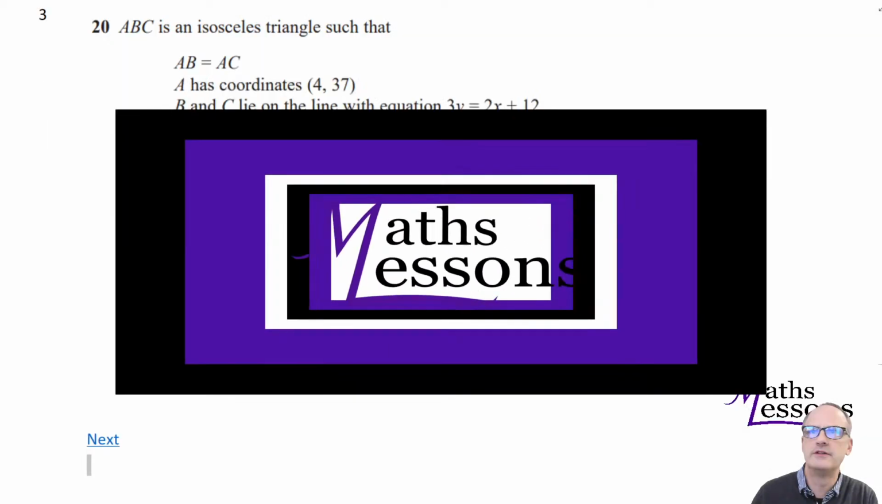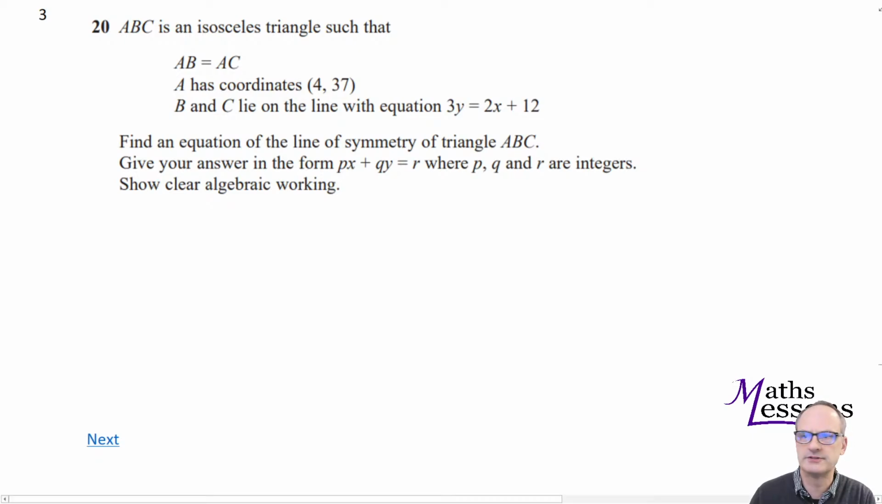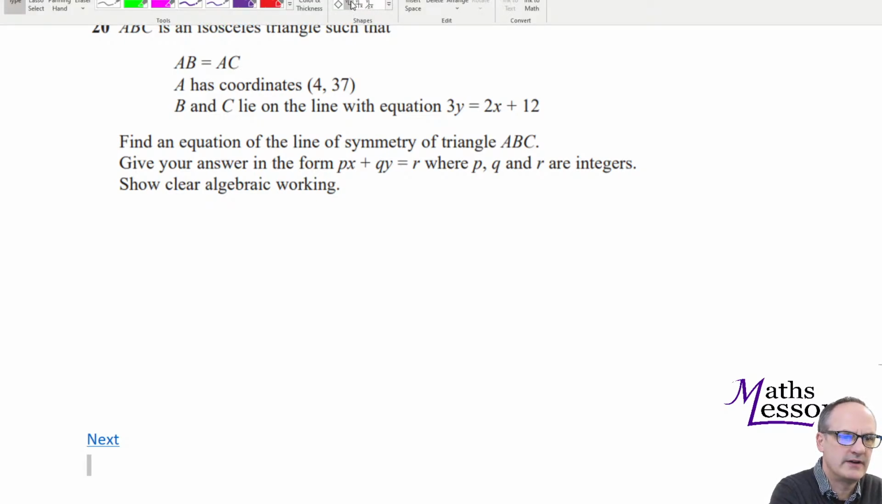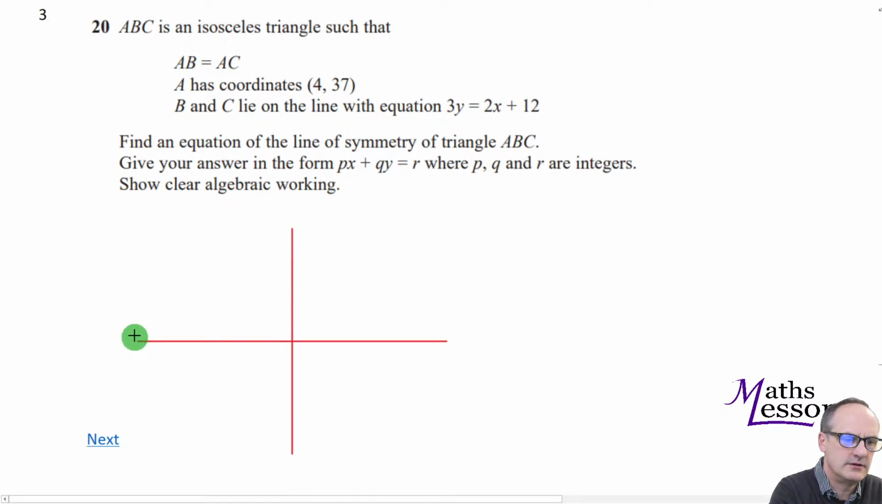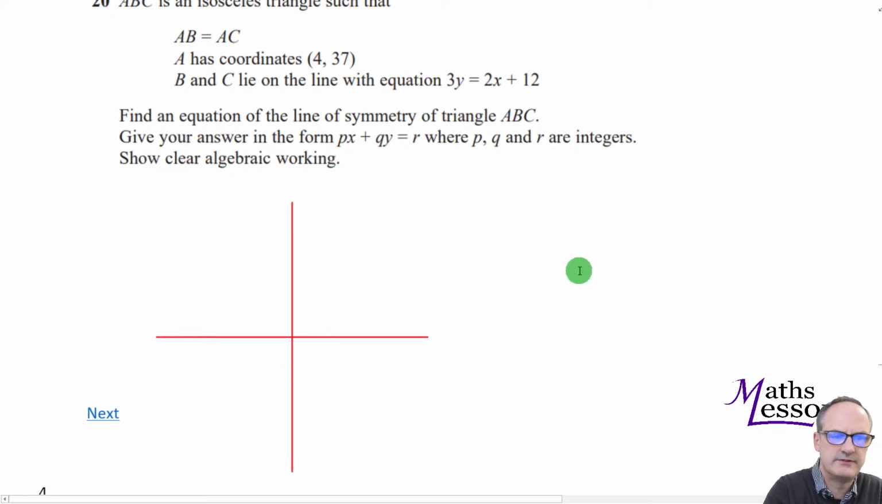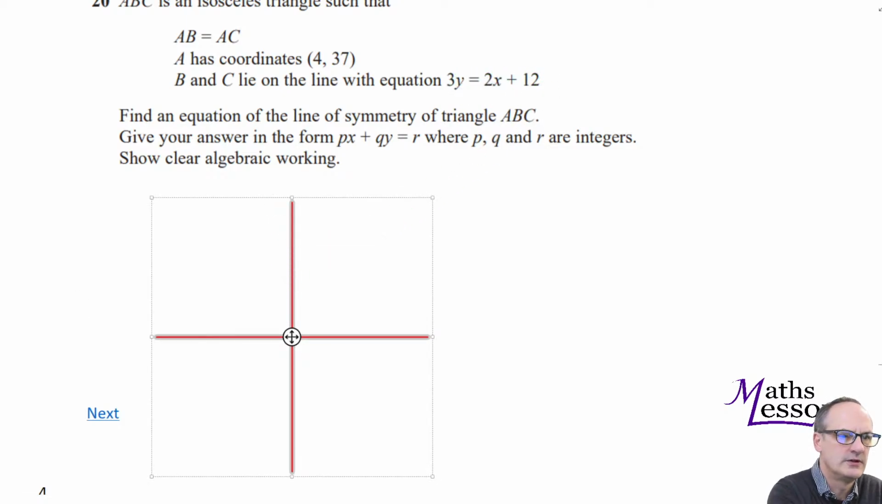Right, so the time is up on this one. What we've got here is just draw a little pair of axes on here to help us reference everything. So we've got A, B, and C lie on this equation, 3y equals 2x plus 12. You want to quickly work out what it is, put 0 in there, and you see that y crosses at 4. Let me just get a pen.